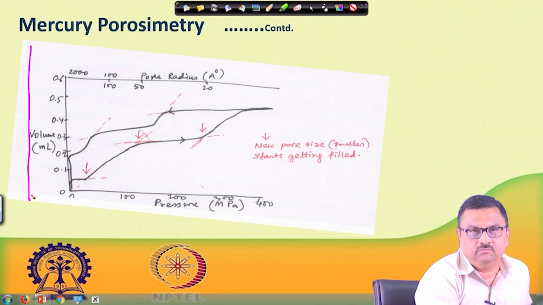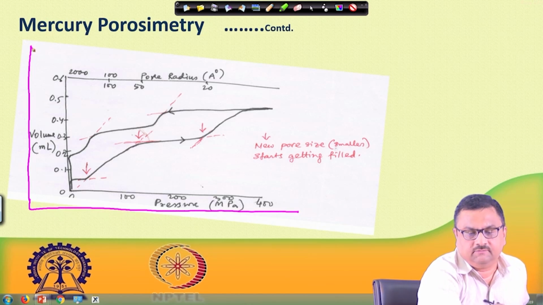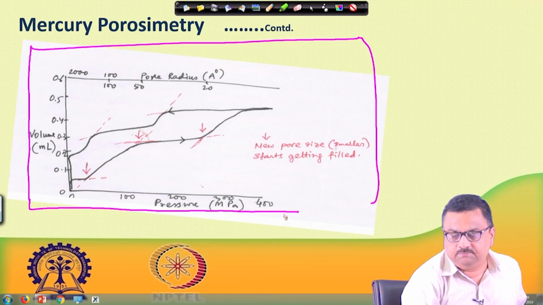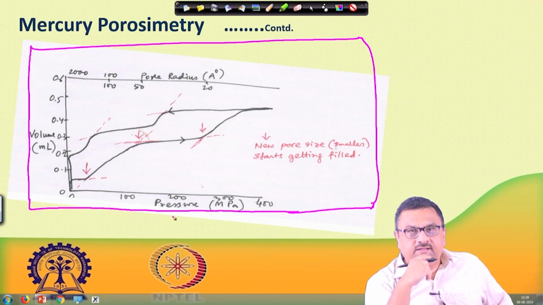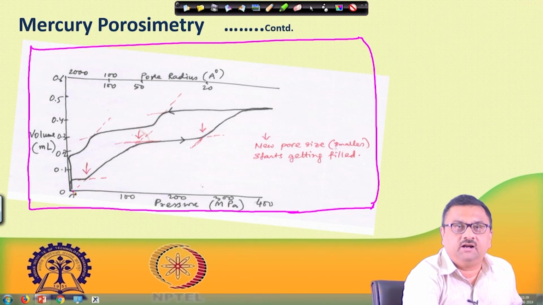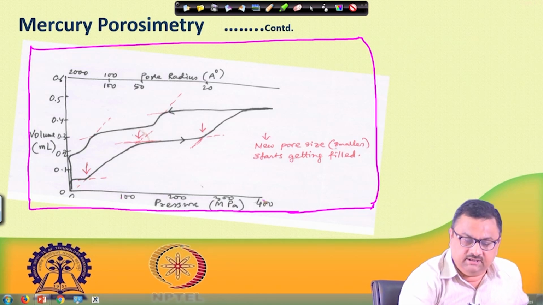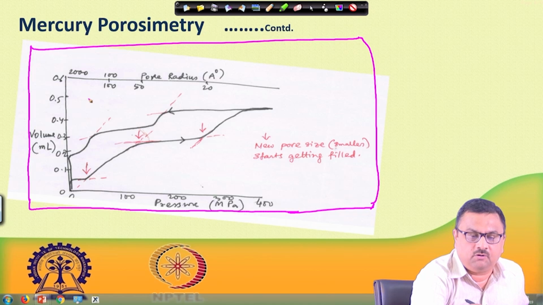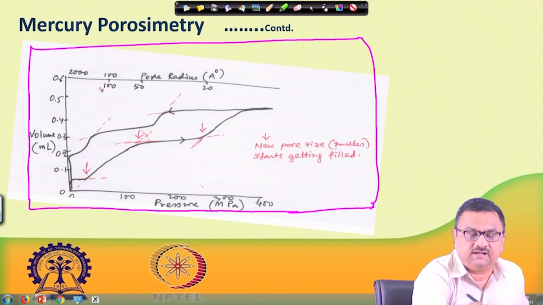it is the volume penetrated as a function of the pressure. As the pressure increases, more and more fluid will be penetrated. More and more mercury would be penetrating into the porous medium, and every pressure here in megapascal corresponds to some dp.